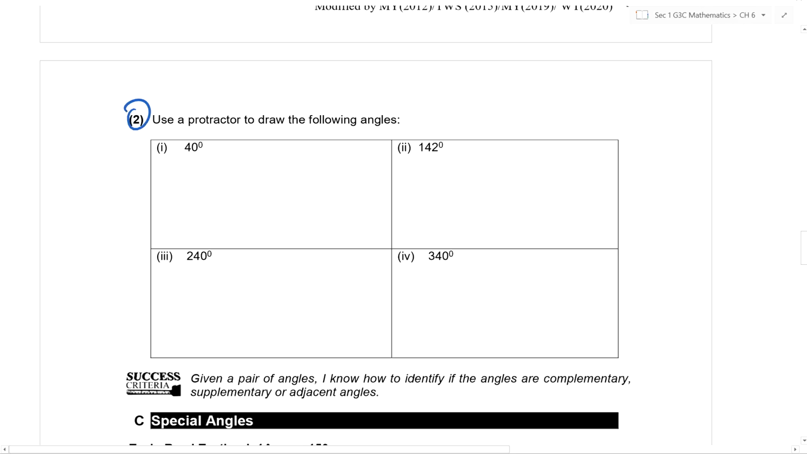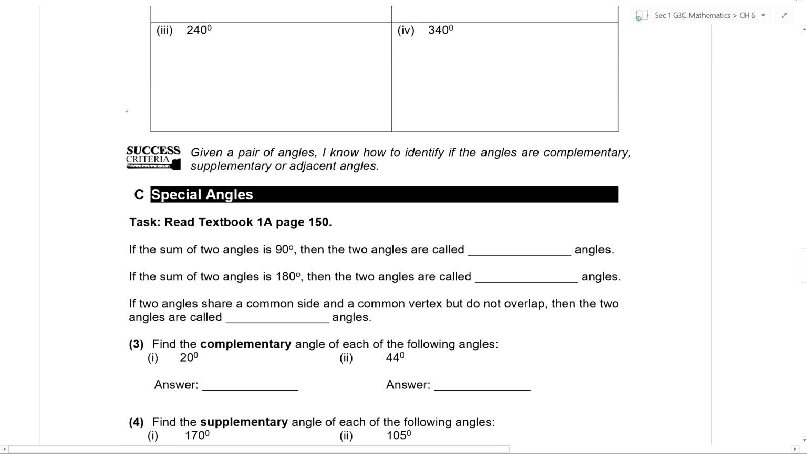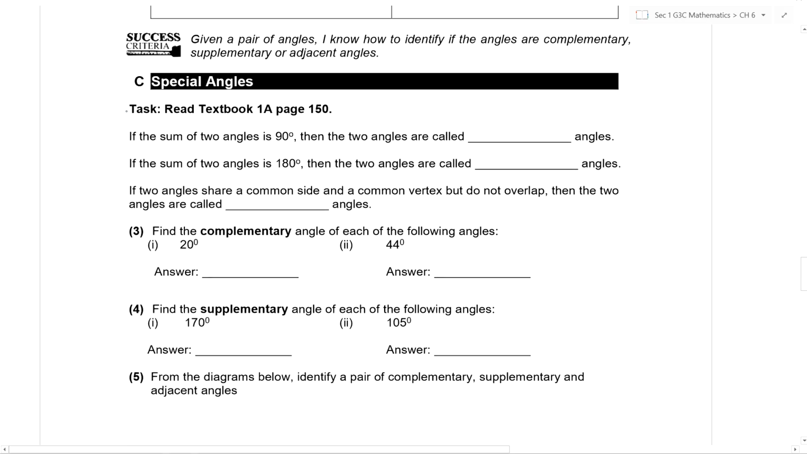Now please attempt question 2 by yourself, using a protractor to draw the following angles. The next part is special angles.